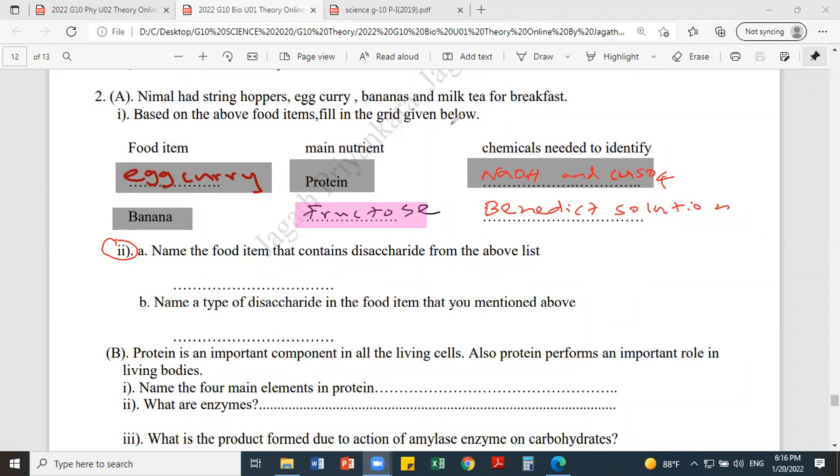Milk tea contains disaccharide. Actually, that is lactose. Yes, milk tea contains lactose. That's a disaccharide. Very good. All of you are correct. The answer will be lactose. I'll write the answer here. Lactose. Excellent. Lactose.